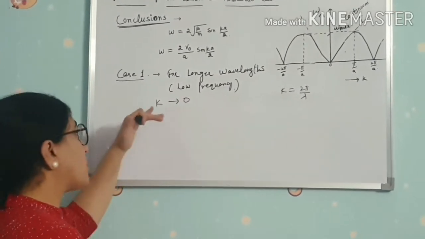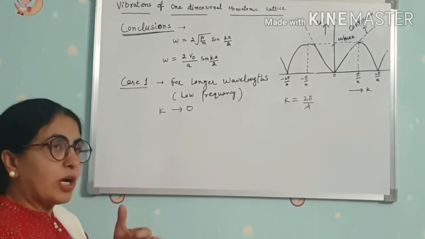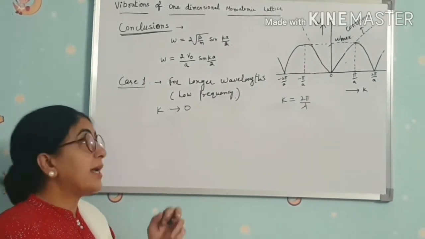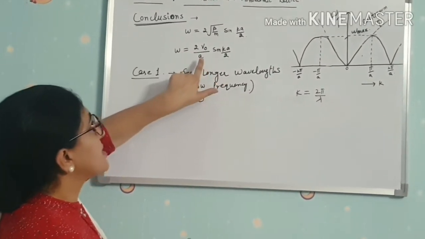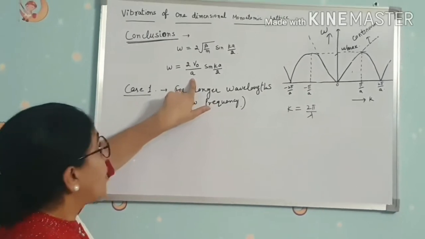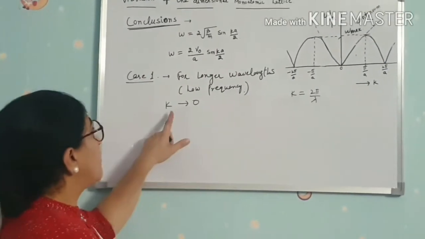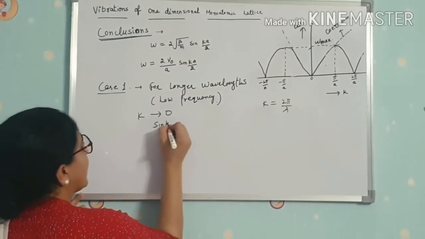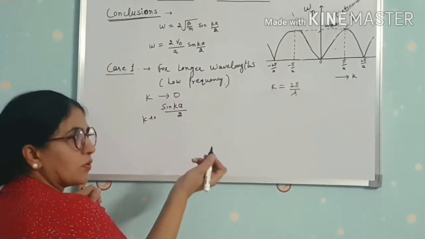So when k approaches 0, what about the values of omega? Because we have to plot a graph between omega and k. All values are constant: 2 is constant, v naught is constant, a is constant. So the graph depends upon the values of sine. Clear? So when k approaches 0, what about sine of k by 2? Sine k by 2, when k approaches 0, k by 2 also approaches 0.